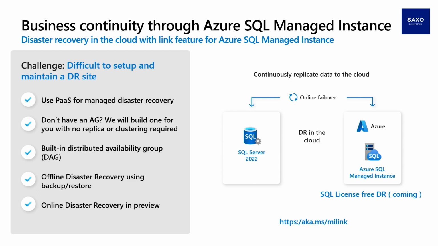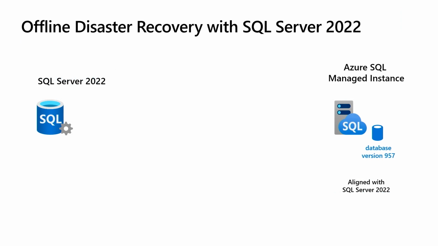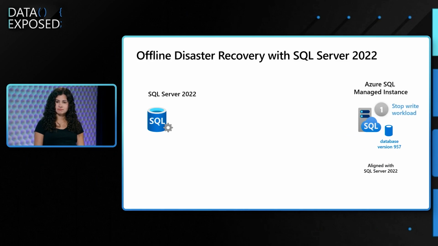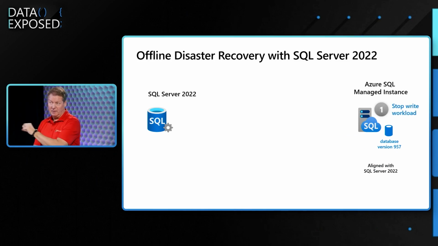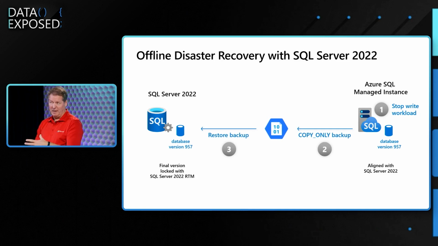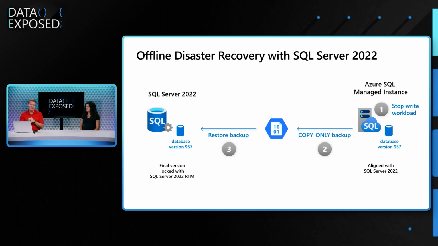So one of the things I wanted to show you, though, is this idea of doing an offline DR. Because a lot of people have asked me, how can you restore back from managed instance if it's versionless to SQL Server? Let's look at it. So starting with today with managed instance, all the managed instances are now compatible at a database version level with SQL Server 2022. So it's aligned with this release. So what you can do is you could stop your write workload in managed instance if you're going to go back to SQL Server. You could do a copy-only backup of MI into Azure. Then you could do a restore of backup into SQL Server. And notice here, the database version numbers are aligned between the releases, which is pretty cool.